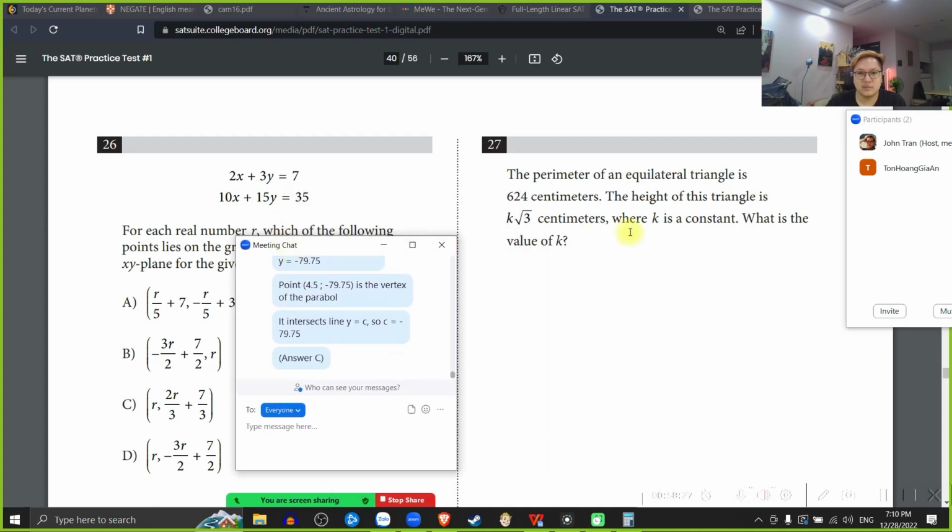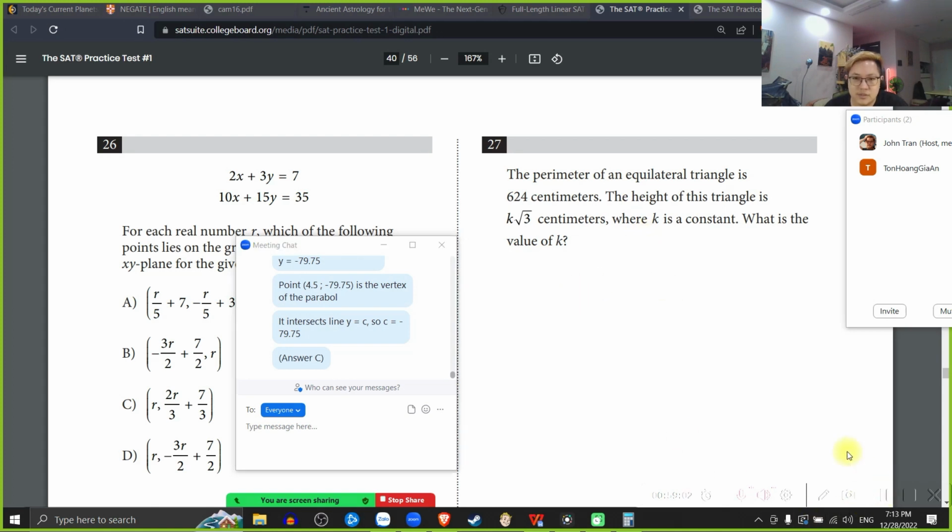Okay, so about 27. The perimeter of an equilateral triangle. Equi means the same, equal. An equilateral triangle is a triangle where all three sides are equal. And the perimeter is this. The height of this triangle is k square root of 3 cm. K is a constant. They ask you what's the value of k.